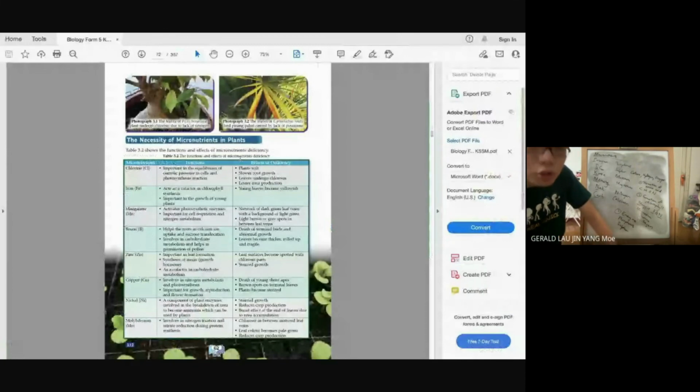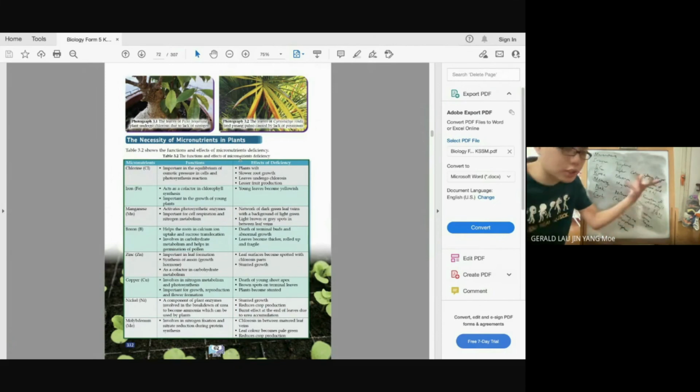Micronutrient also, unfortunately, I cannot find any mnemonic so far. But if you have, please share, okay? So you have to know yourself all these: chlorine, iron, manganese, boron, zinc, copper, nickel, molybdenum. And then you have to read yourself the function and effect of deficiency, okay? Unfortunately, I really cannot help, even I also struggle in this.